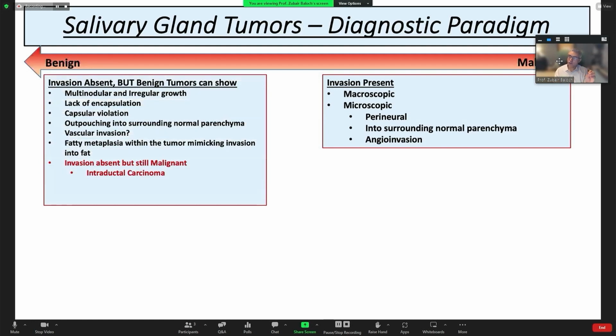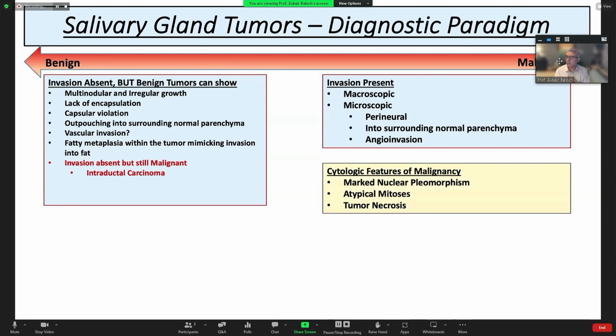But when you look at the benign tumors, this is not so clear-cut, because benign tumors can have multilobulated growth, pushing borders, lack of encapsulation, and even outpouching into the surrounding parenchyma. Plus, you have intraductal tumors, the most common being intraductal-type salivary duct carcinoma, which does not show invasion. It's all an intraductal process. So this is where invasion gets a little muddied.